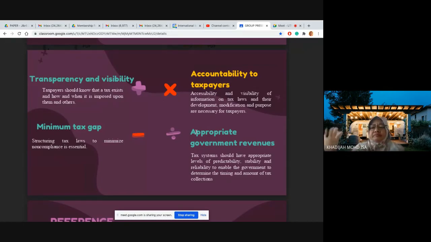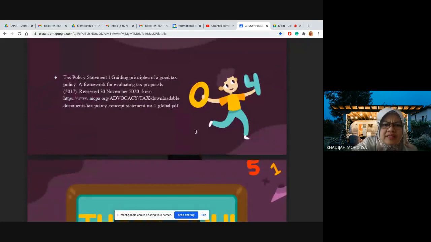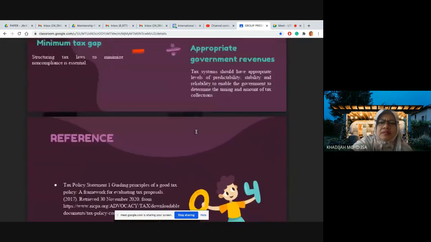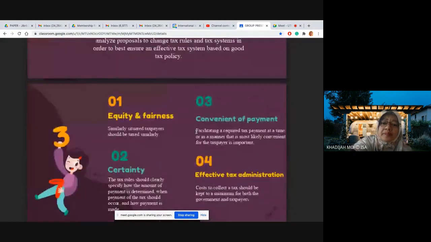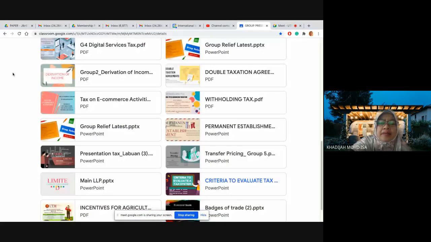Okay, but the referencing here dia pakai tax policy statement, guiding principle of a good tax policy, evaluating tax proposal. Aku tak nak tengok pula benda ni. So tapi tak apa, the content is there for this topic. So okay lah. Okay, next is apa? Tajuk apa lagi?